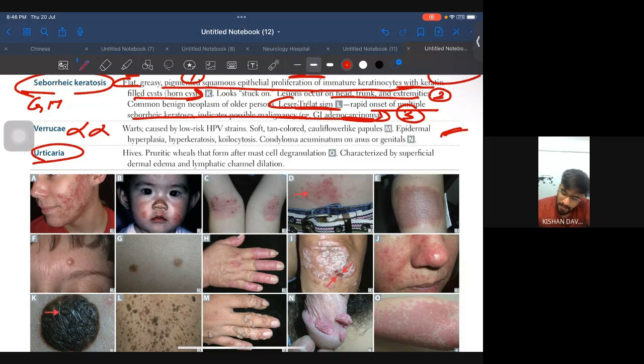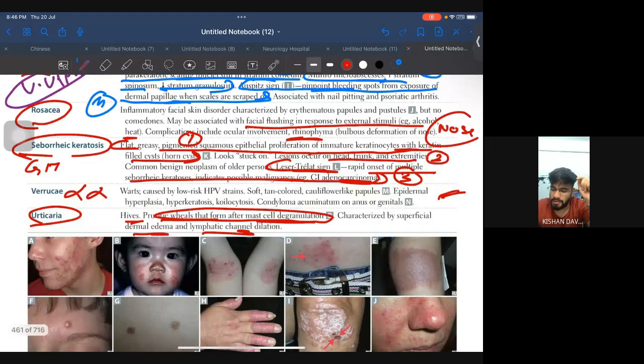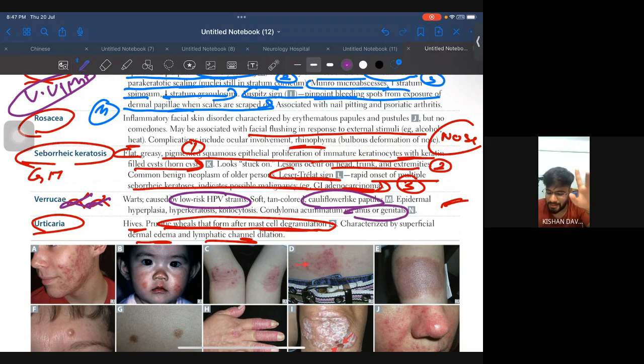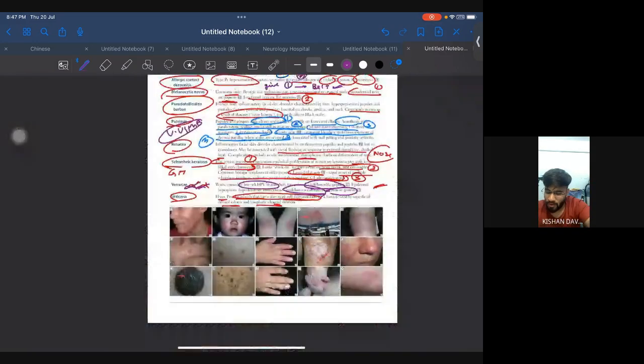Coming to urticaria, pruritic wheals that form after mast cell degranulation, characterized by superficial dermal edema and lymphatic channel dilation. Now, one more thing I forgot over here. Though they don't ask about warts individually, they will focus on the HPV strain. So it will be a cauliflower-like papule, HPV strain, it occurs in anus or genitals. You know this already. Okay, condyloma acuminata. So this is what all I was talking about.